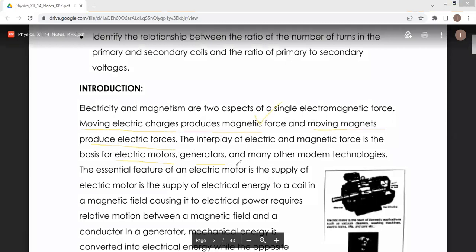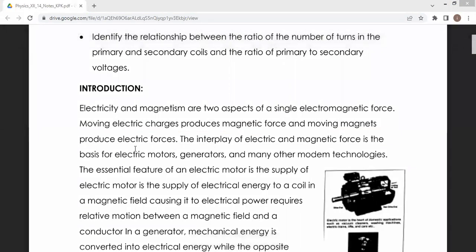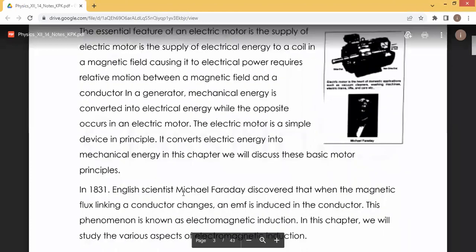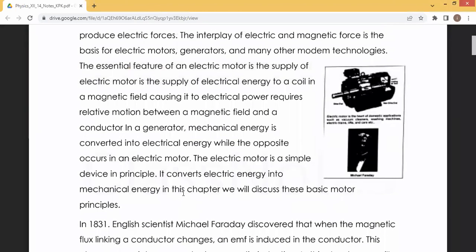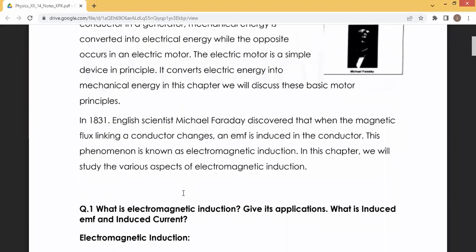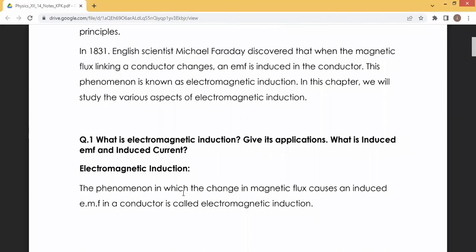and many other techniques. So this is all about the introduction of electromagnetism, in which a moving electric charge produces a magnetic force, and moving magnets produce an electric force respectively. So this is the general elaboration of electromagnetism.